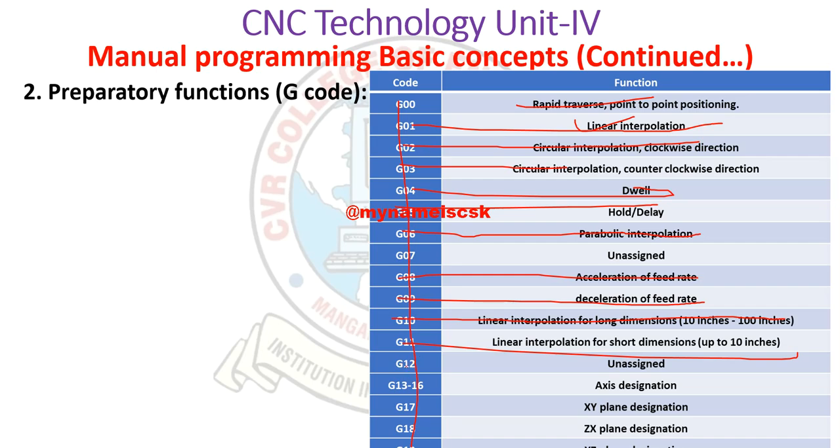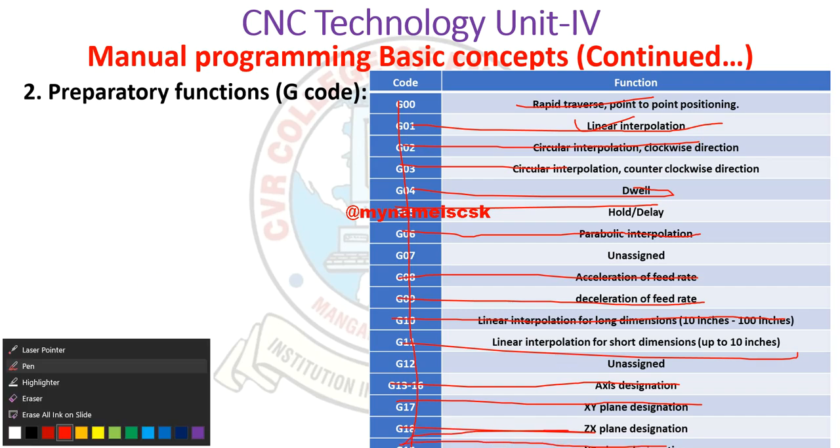And G12 is unassigned. G13 to G16 is axis designation, like x axis, y axis, z axis. If you want to determine an axis, we can use these. G17 xy plane, G18 zx plane, and G19 comes as yz plane. So these are the different codes.